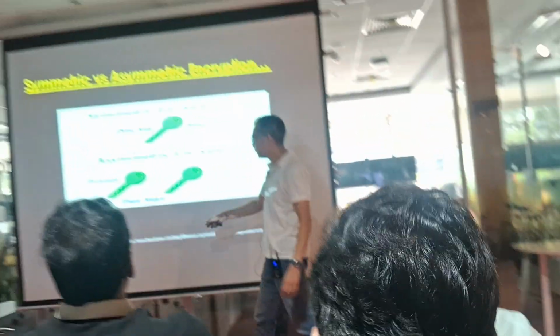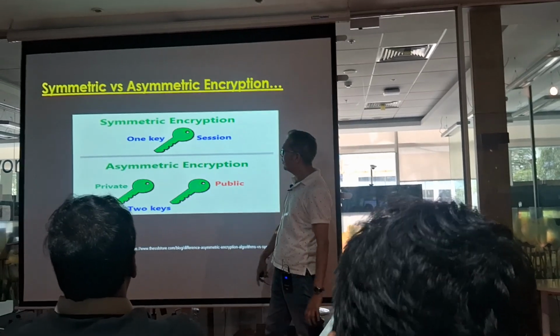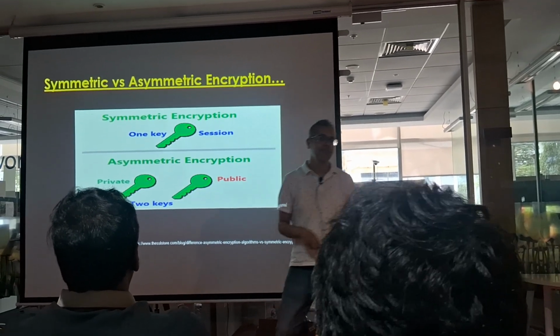Asymmetric says that I have two keys. One is a private key, then there is also a public key. Each caller and receiver will have its own private key. Both are different, and they have a public key. The sender will also have a public key, the receiver will also have a public key. I will quickly show you.